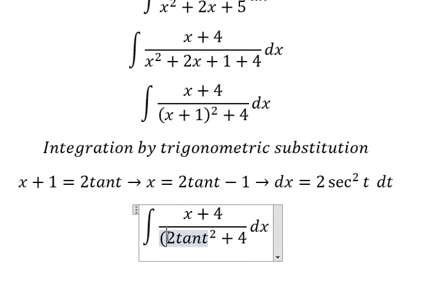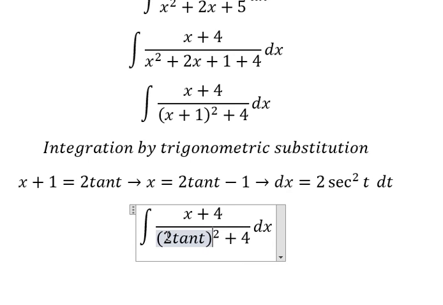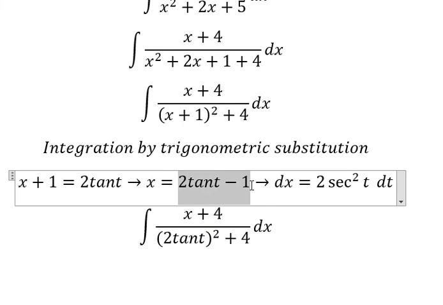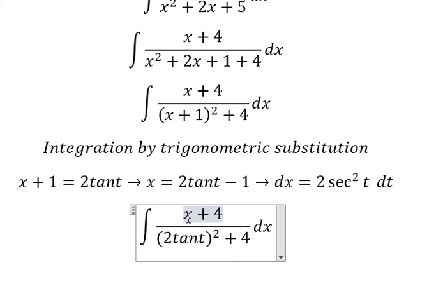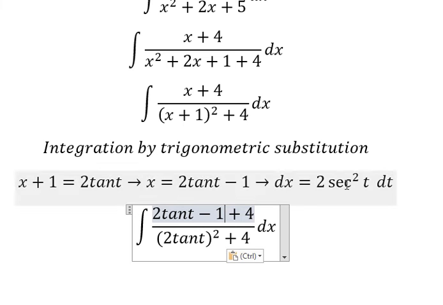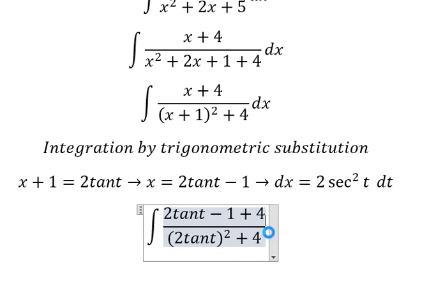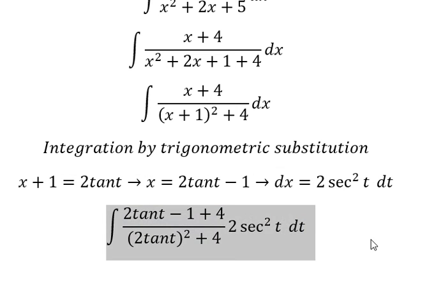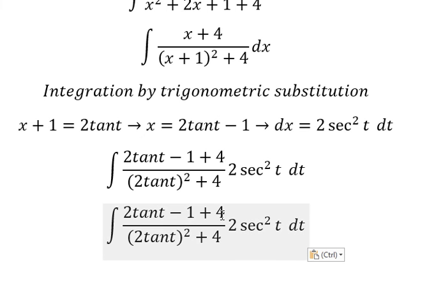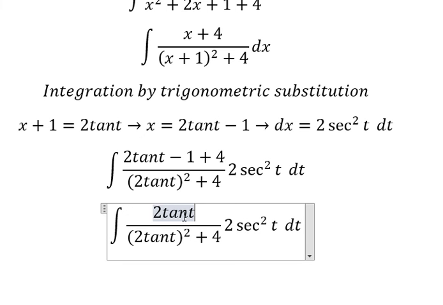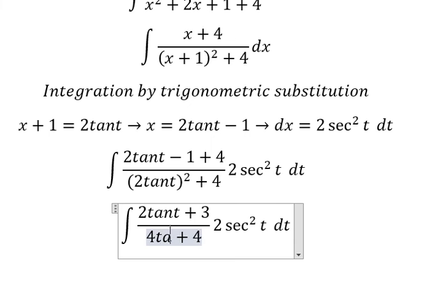and that is 2 tan t everything to the power of 2. About x, that is about this one. The x, that is about this one. Now we need to simplify. 4 minus 1 we have positive number 3. This one we have 4 tan t square.